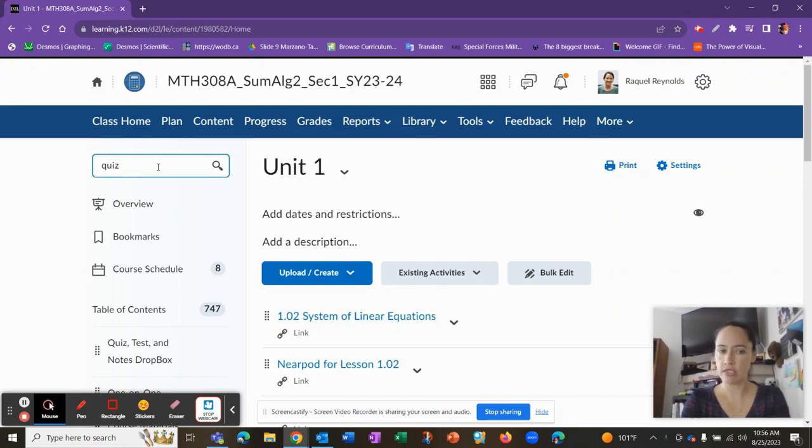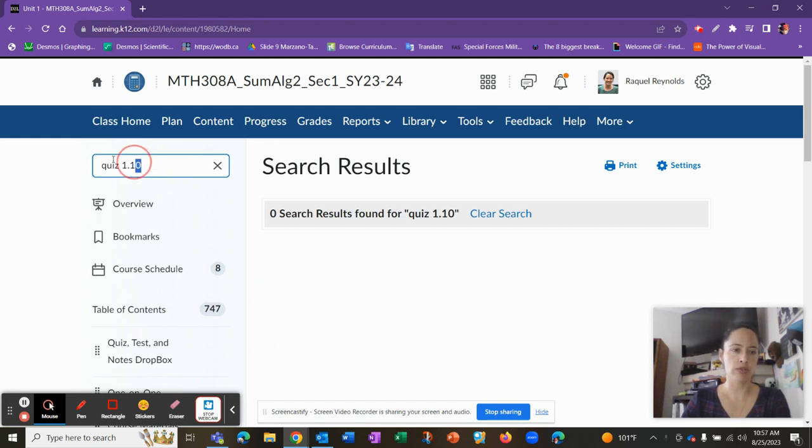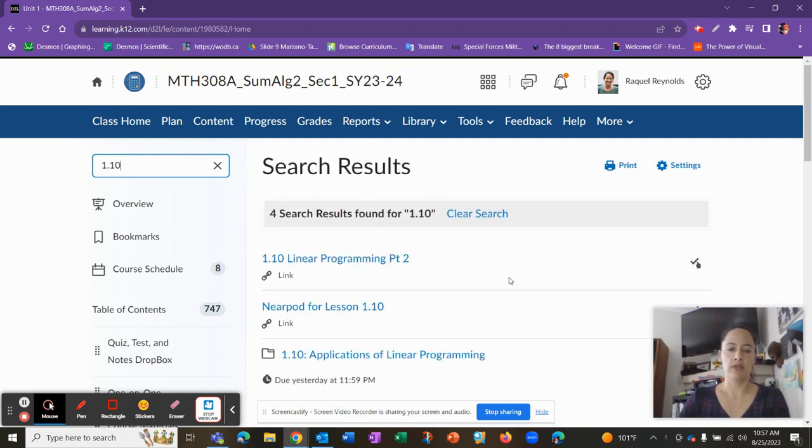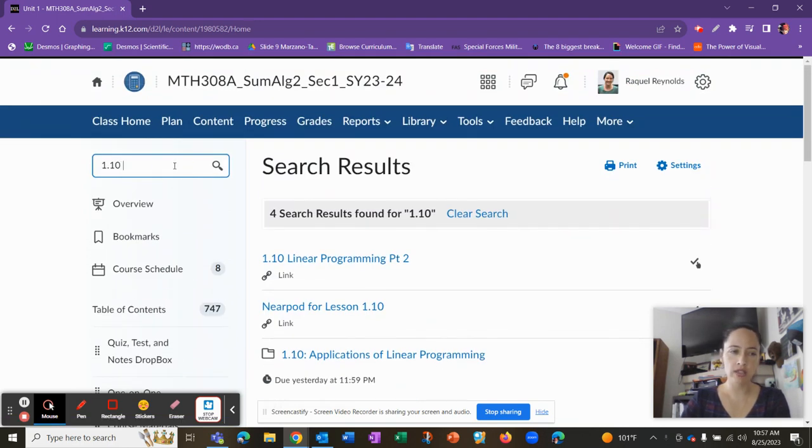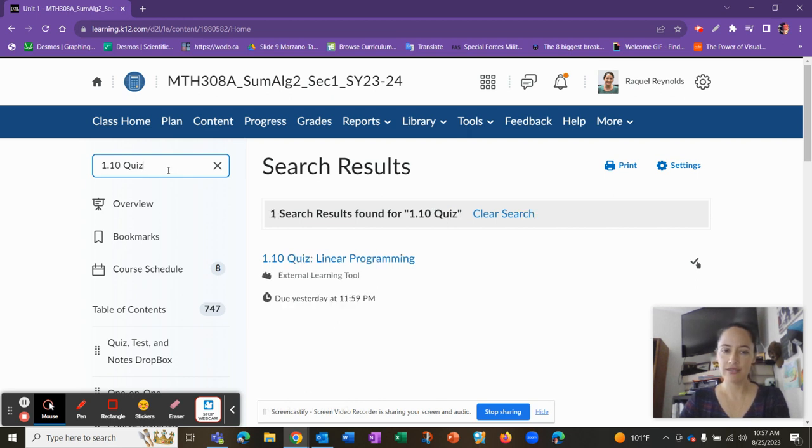I wanted to show you the search bar for those of you who maybe haven't noticed it before. I'm going to type in quiz 110, see what happens. Nothing happens. Zero search results. How about just 110? A bunch of stuff. Nearpod. Okay, so would 110 quiz work? Okay, there you go. So don't put the quiz in front of the 110, put the 110 in front of the quiz.